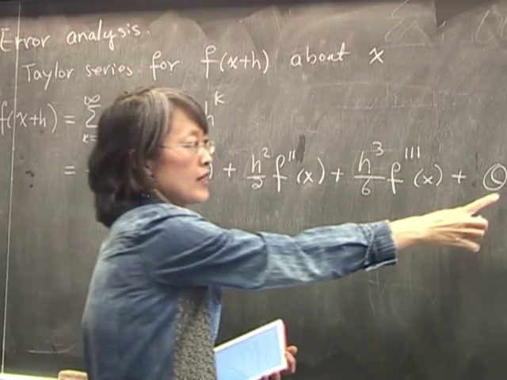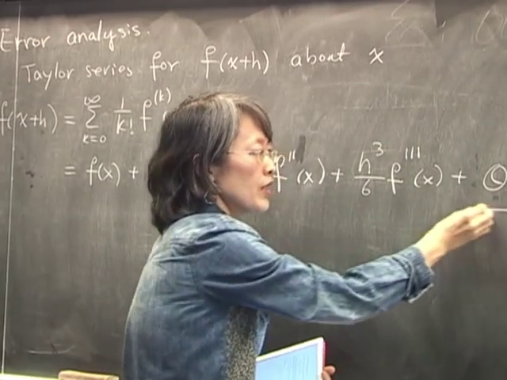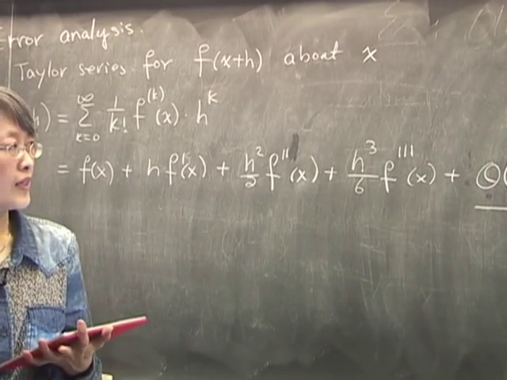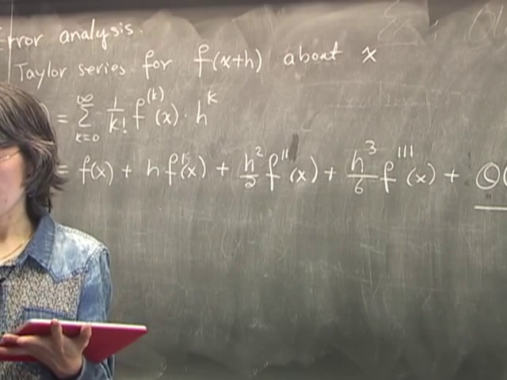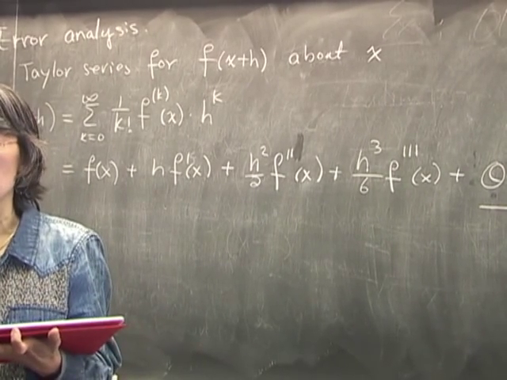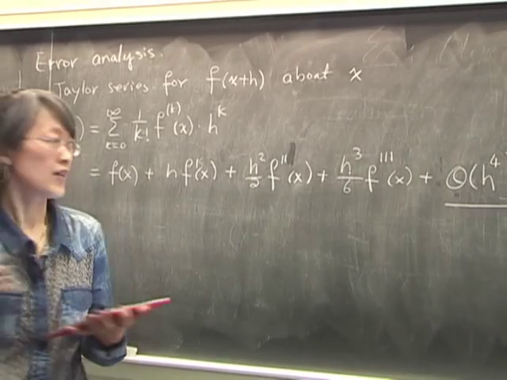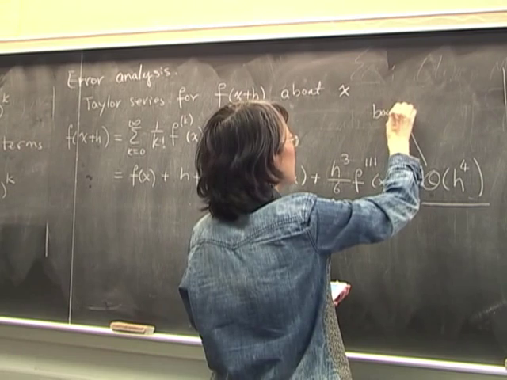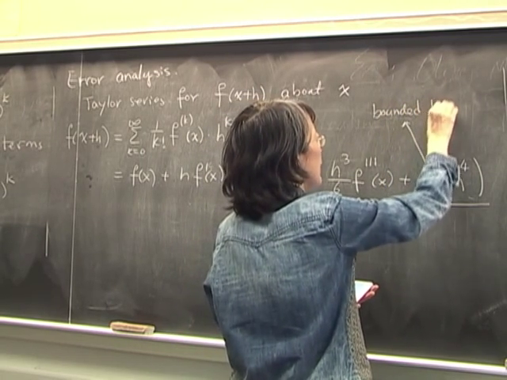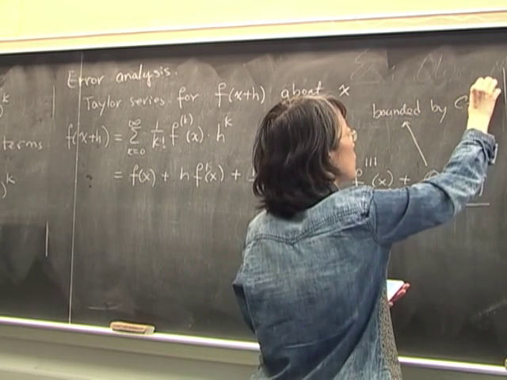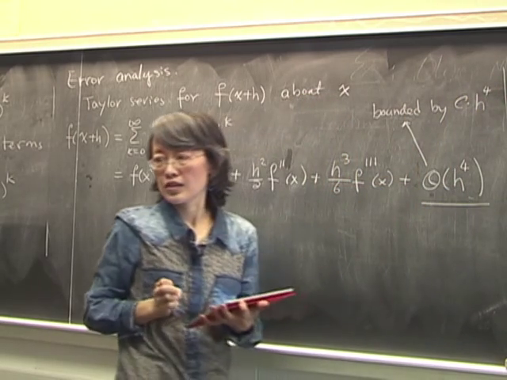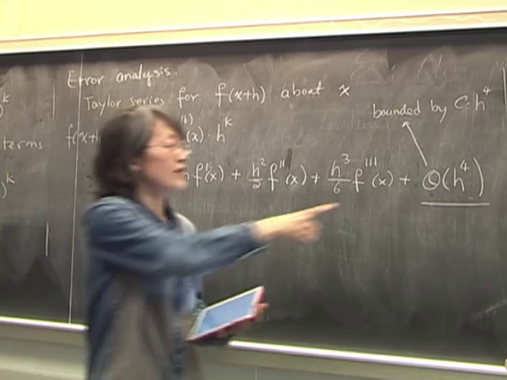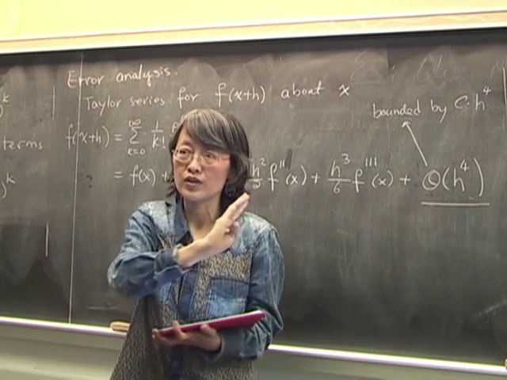So what does that mean? This notation denotes some quantity which is bounded in absolute value by a constant c times h to the fourth. Is that clear? So this one is some quantity bounded by c times h to the fourth. C is just a constant. Is that okay? Have we ever seen such notations of order?